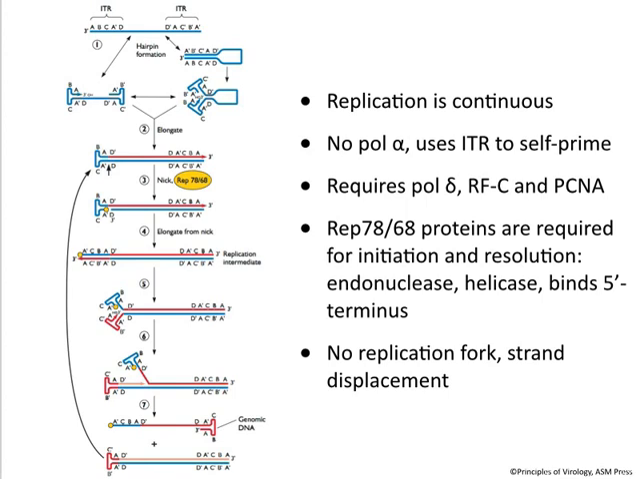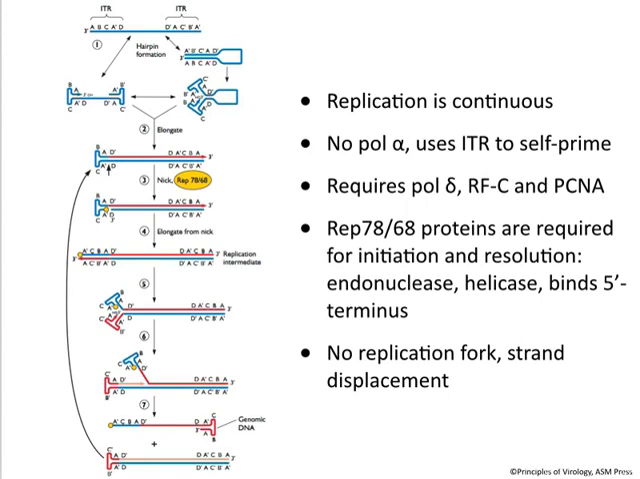And everything would stop here unless the virus made a protein. So this double-stranded DNA is now transcribed, and mRNA is made. It's translated to form this protein called Rep78/68. So it's a rep protein. And this is sort of like the T antigen of SV40. It's what the virus needs to get DNA replication going.